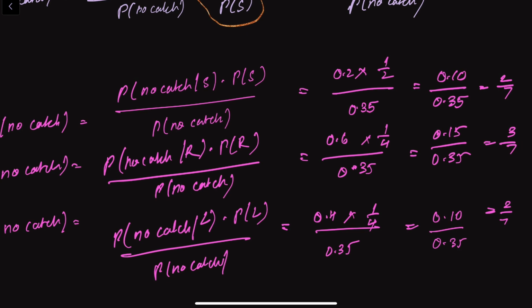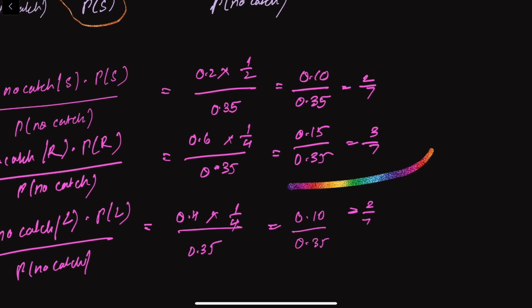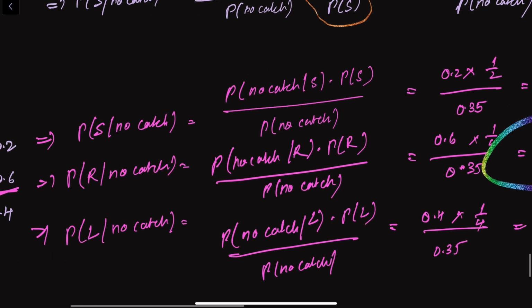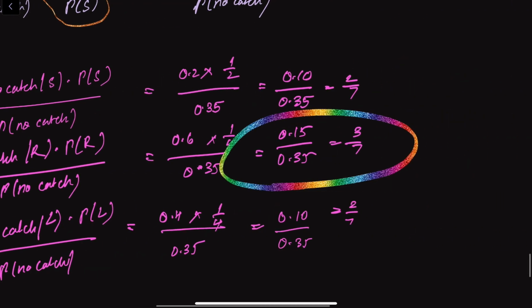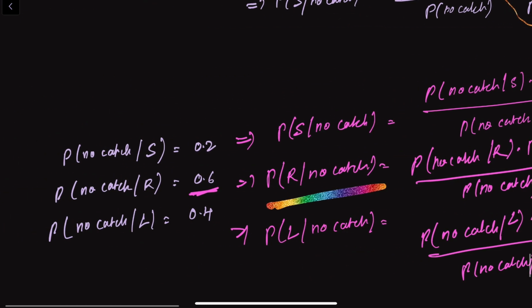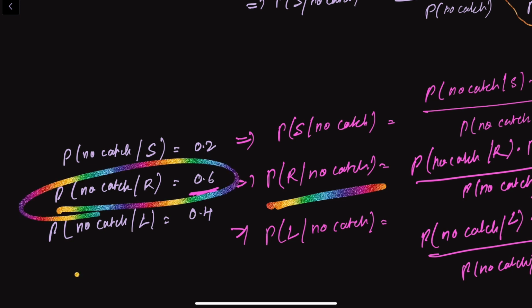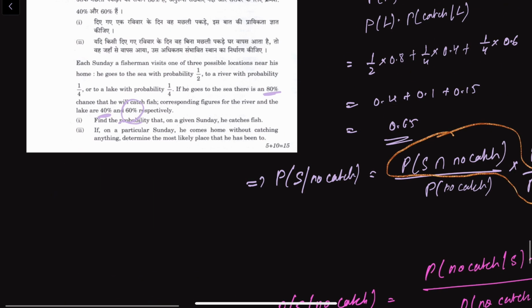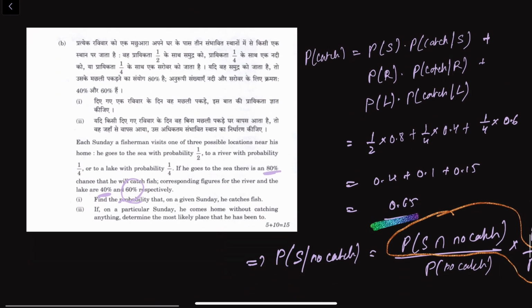Therefore, if on a particular Sunday he comes home without catching a fish, we can see the highest probability is for the middle one. The probability that he went to a river given that he did not catch a fish is 3/7, which is higher than the other two. So the most likely place he went on that Sunday when he came home without catching fish is the river. So the answer for this part is the river, and for the first part the answer is 0.65. That's it for this video. We'll meet in the next video.